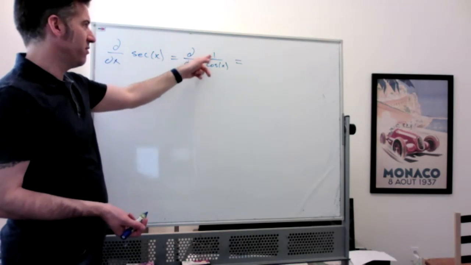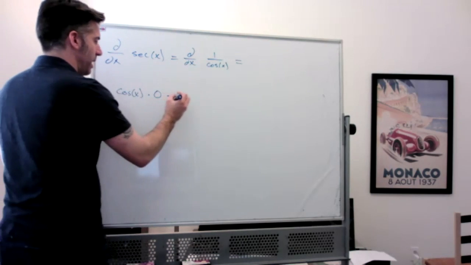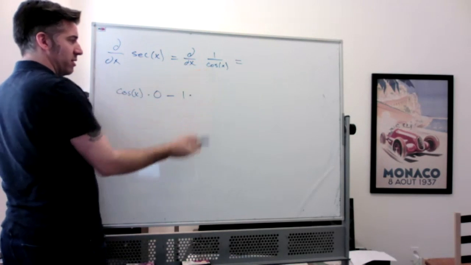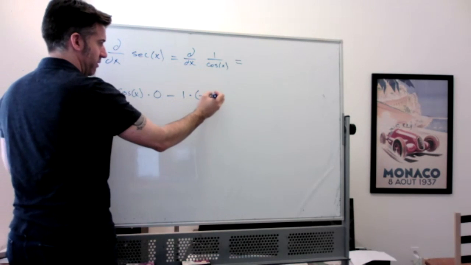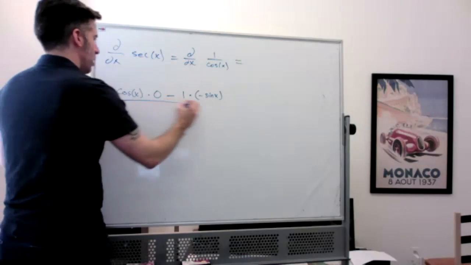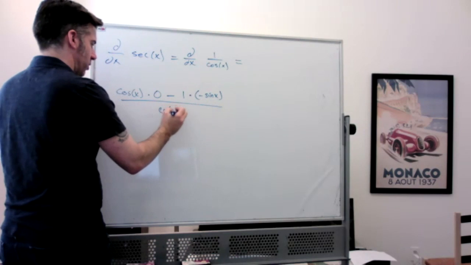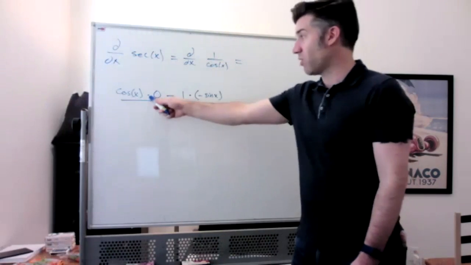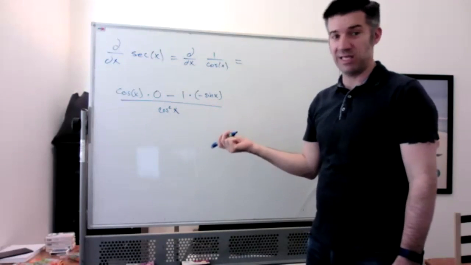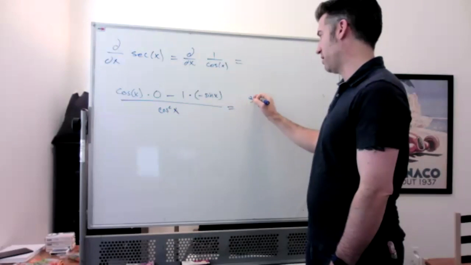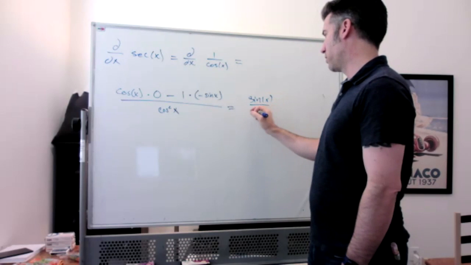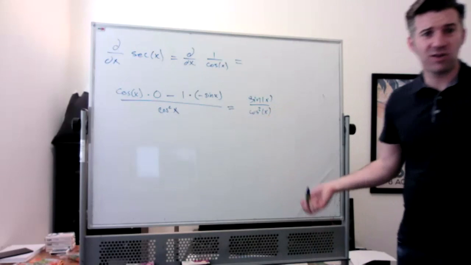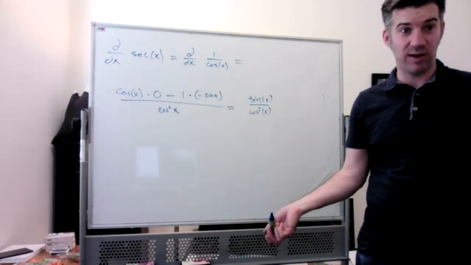Oh yeah, the derivative of 1, that's 0. Minus the top, which is 1, times the derivative of the bottom, and the derivative of cosine is negative sine of x. All over the denominator squared, which is cosine squared of x. And then I get 0 here, minus a minus is plus sine. So I get sine of x over cosine squared of x. And while this is technically correct, nobody writes it this way.